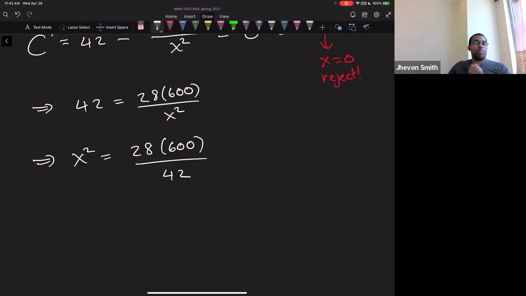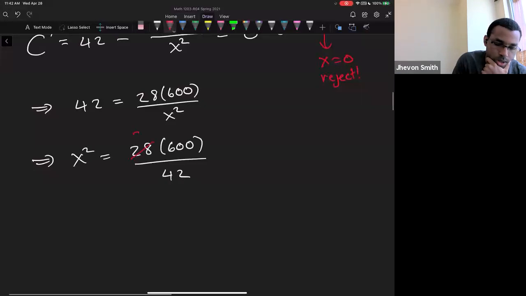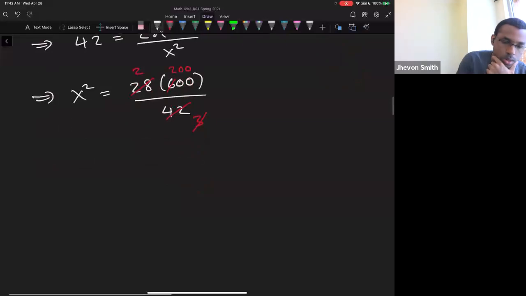Now, we can take 14 into 28 and 42, right? 14 goes into 28 2 times. It goes into this 3 times. And then I can take 3 into 6, that's 200. So then I get x squared is 400.